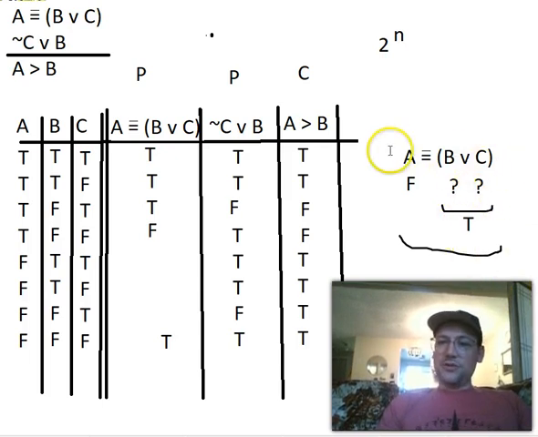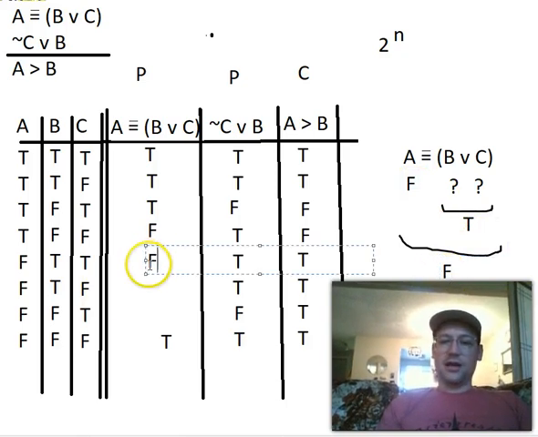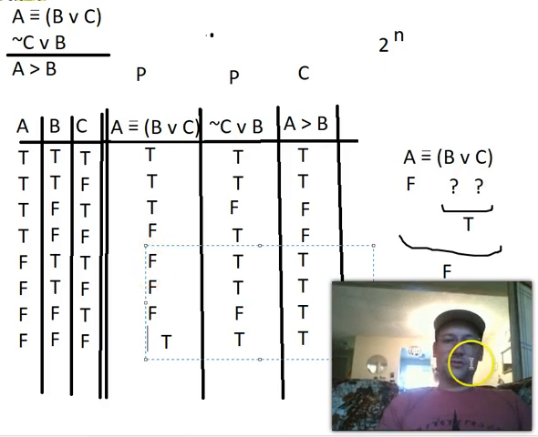And if this part's going to be true, but the A part is false, then we know the biconditional is false. They have different values. So we can figure that out for all those. All right, we're done with our truth table.